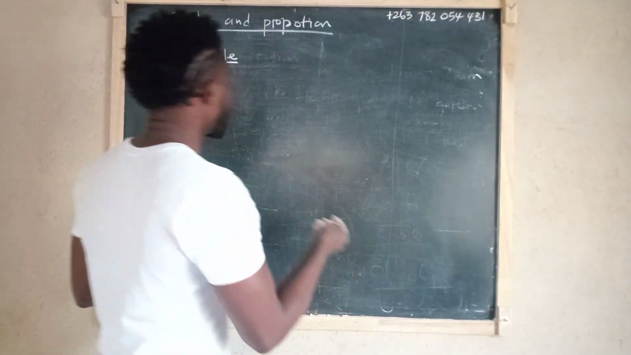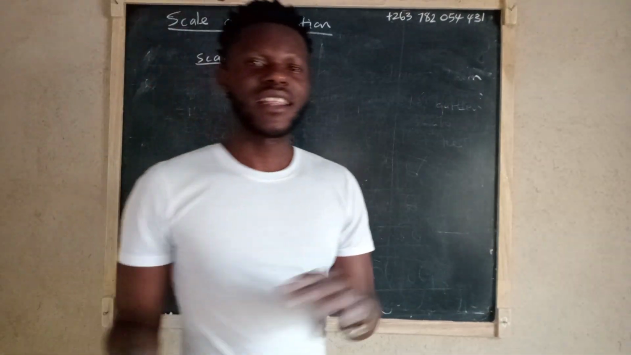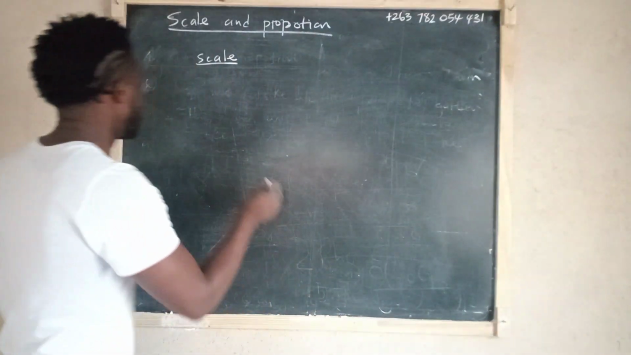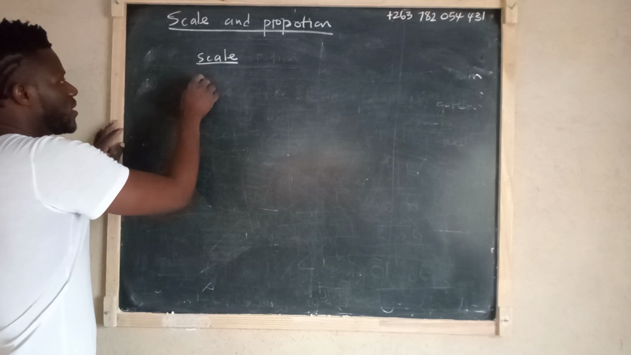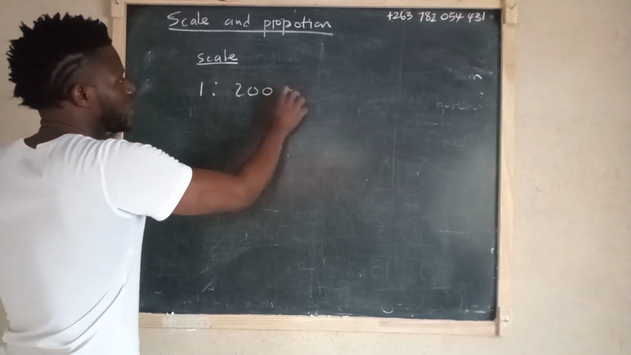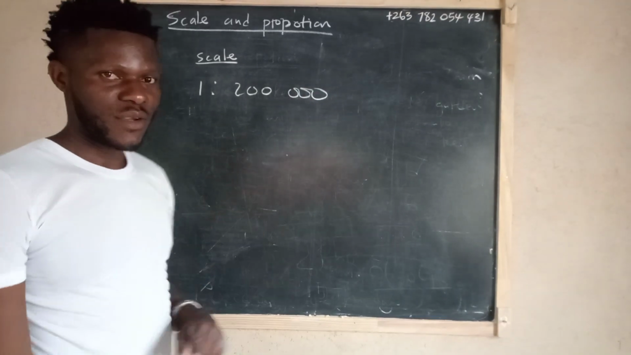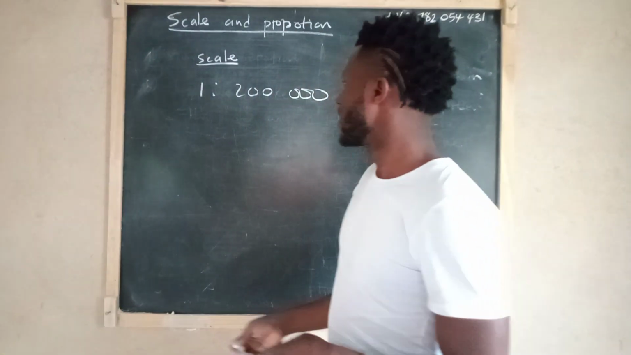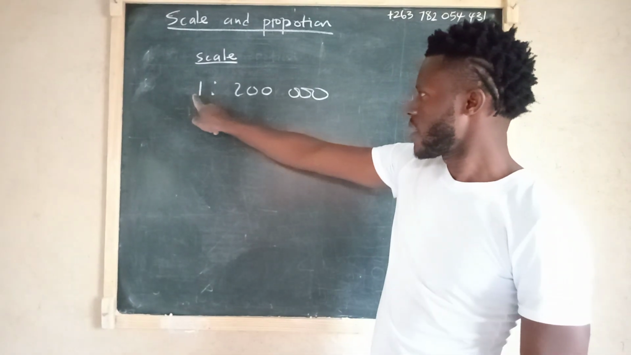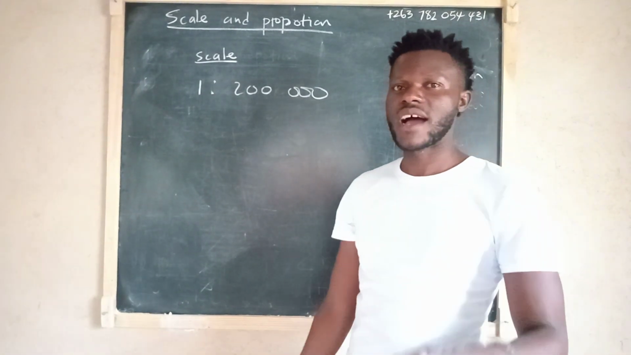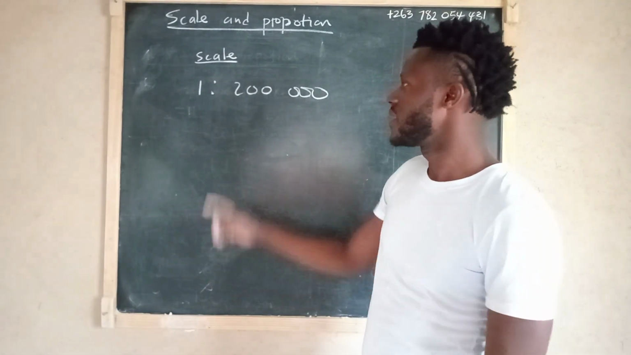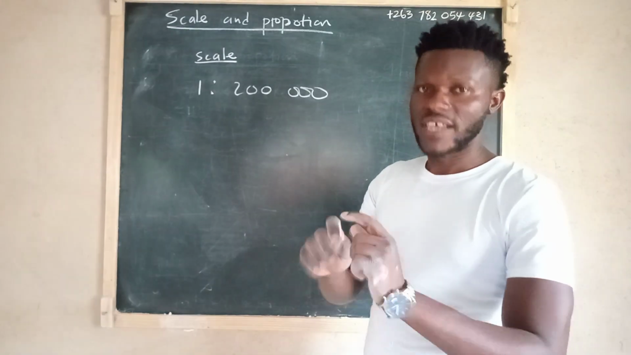And also in maths, in geography, in military, in surveying, we use scales on maps. For instance, the scale on the map is 1 is to 200,000. What's the meaning of this scale? The scale which is reading 1 is to 200,000 means that if units are not specified, they are both in centimeters. 1 centimeter on the map is representing 200,000 on the actual ground.